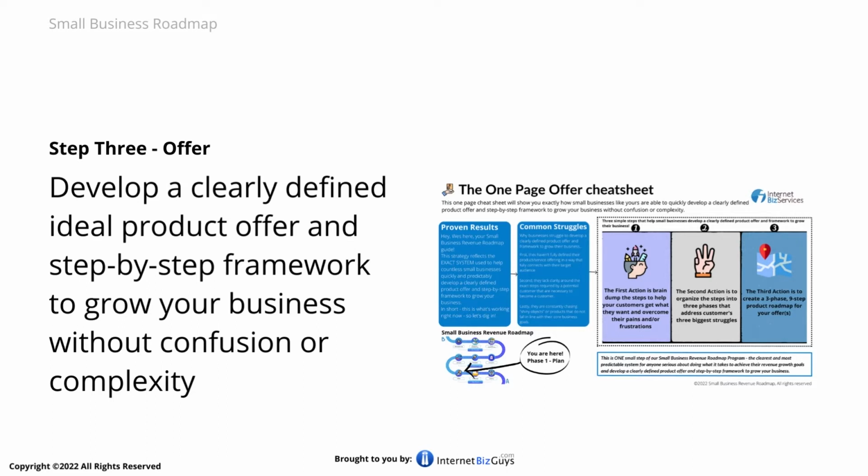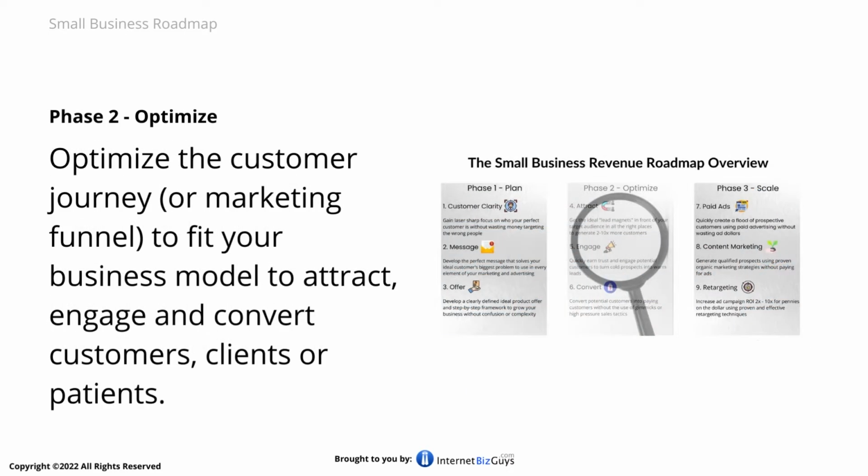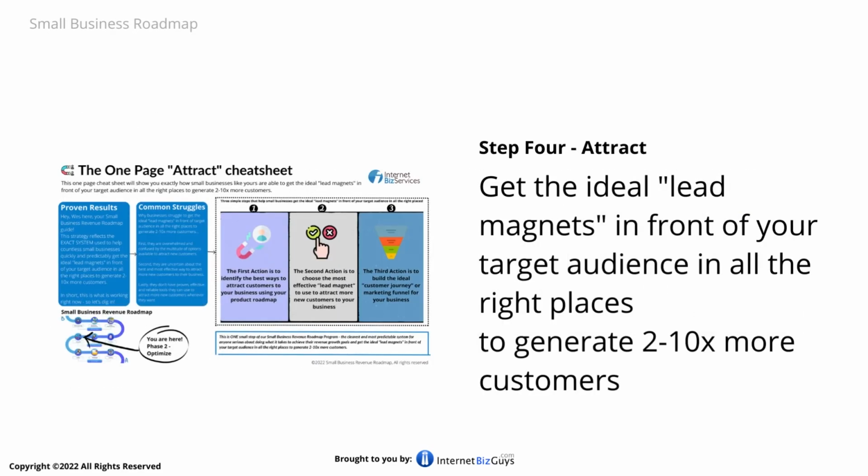Okay, the second phase is to optimize. And that means optimizing the customer journey, or what we call the marketing funnel, to fit your business model and attract, engage, and ultimately convert customers, clients, or patients, depending on the type of business you have. The first step of this phase, and basically the 4th step overall, is attract. And that's to get the ideal lead magnets in front of your target audience in all of the right places to generate 2 to 10 times more customers as a result.